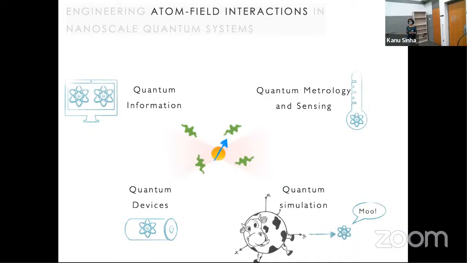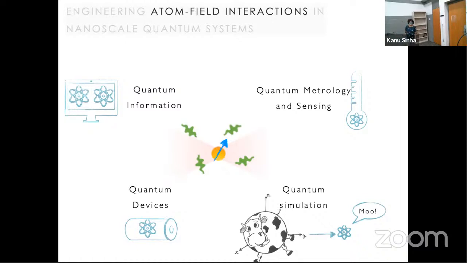As we know, atom field interactions, or atom-photon interactions more properly, are the essential building block of pretty much all of quantum optics, and they play a key role in several applications, ranging from building quantum computers, quantum metrology, building various quantum devices, simulating big complex quantum systems with simpler, more controllable quantum systems, and so on. And while all these applications are really exciting and atom-photon interactions are really important, they're also very inefficient.